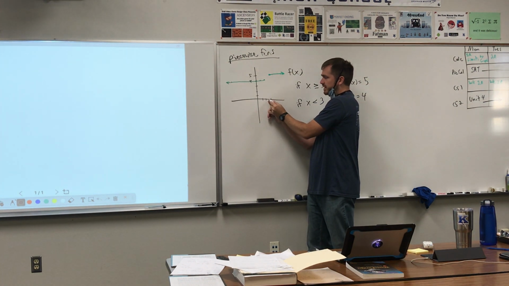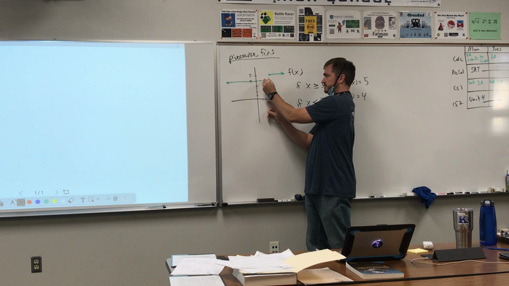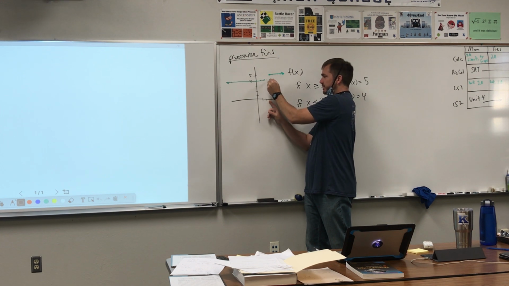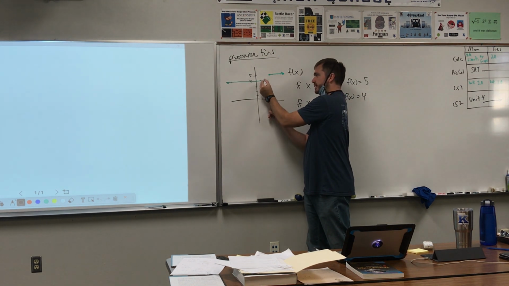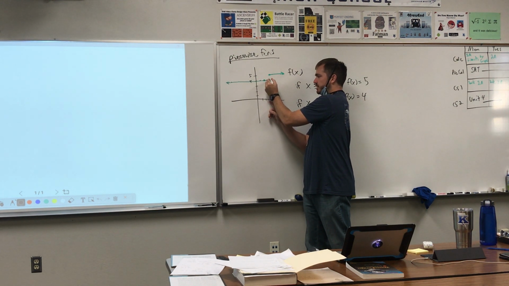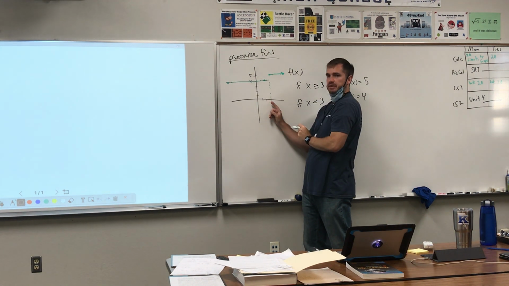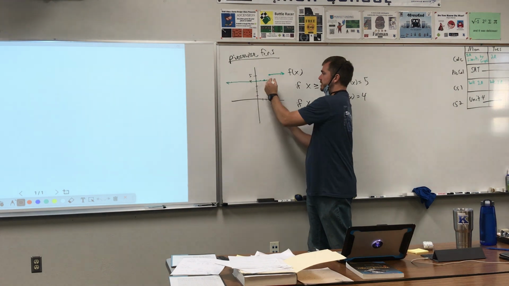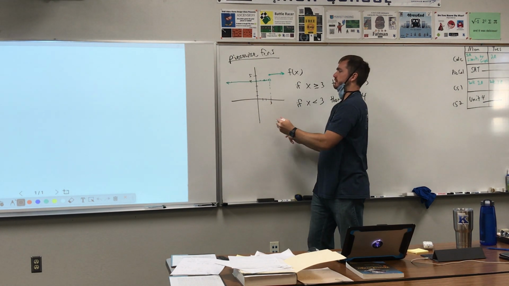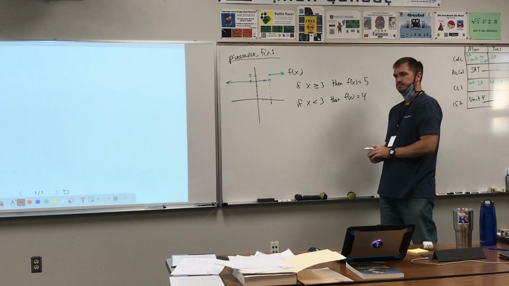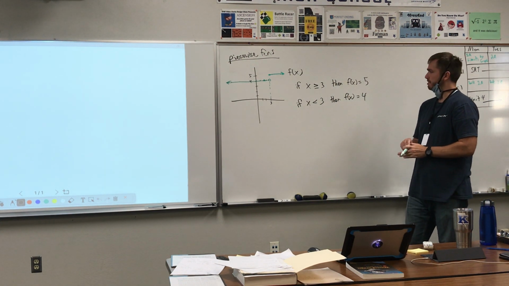What about 2.5? 2.9. 2.99. 2.999. So I want to try to get this going all the way to here, but I'm not actually going to put a dot there at 3, because the dot is up there at the y value of 5. So I'll put an open circle right there. So far so good? Alright.